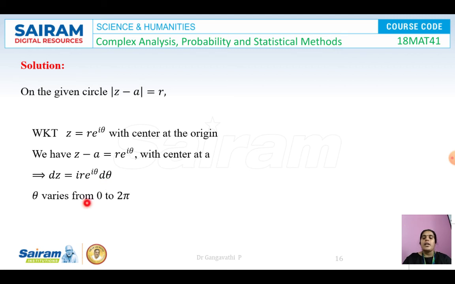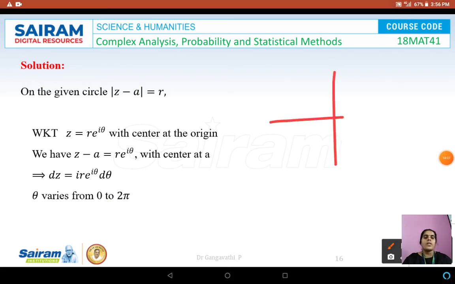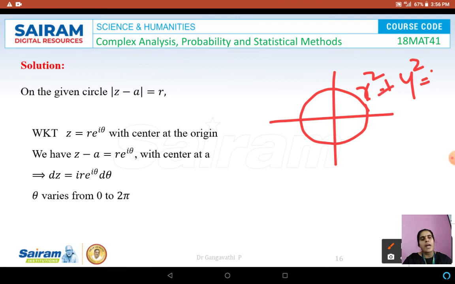So here, once it is a circle, theta always varies from 0 to 2 pi. A complete circle, so theta will be equal to 0 to 2 pi. So this is your equation. In Cartesian form, the equation will be x squared plus y squared is equal to r squared. The same thing in polar form is z is equal to r e to the power of i theta. So here, modulus of z minus a is equal to r, that is a circle.